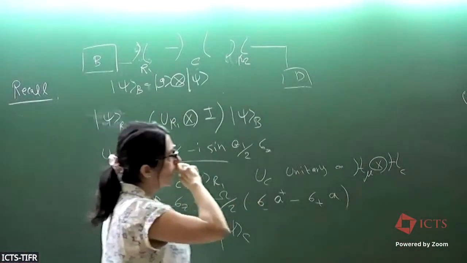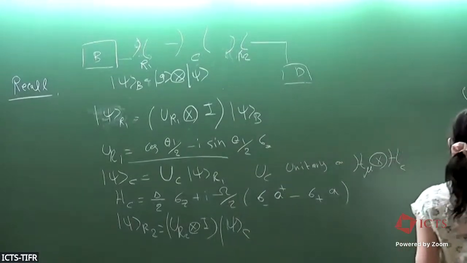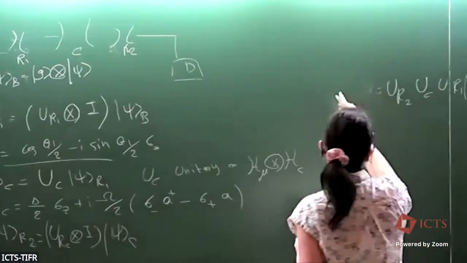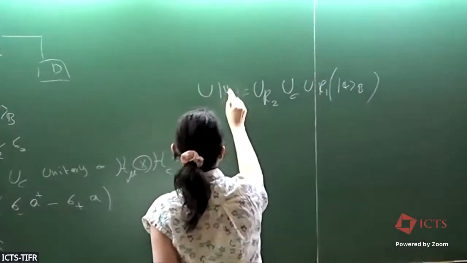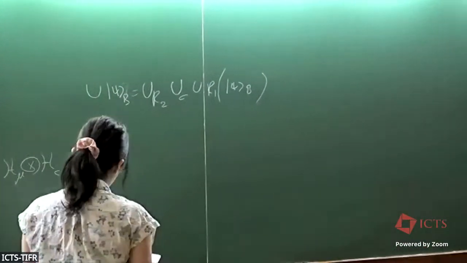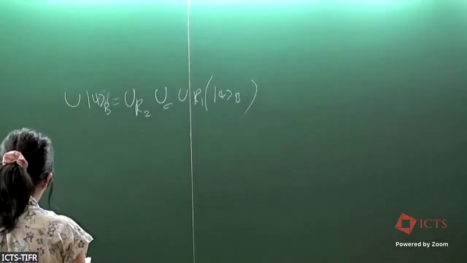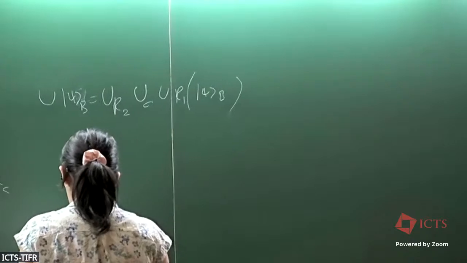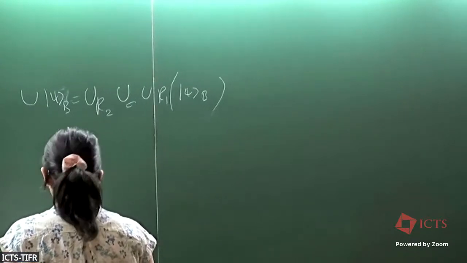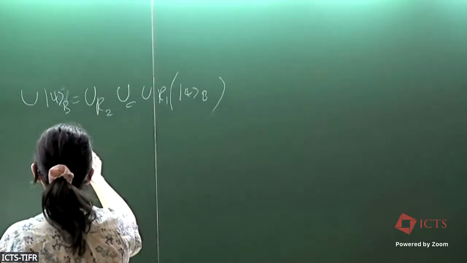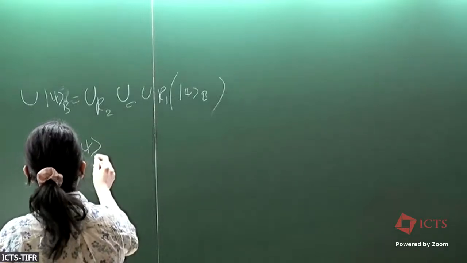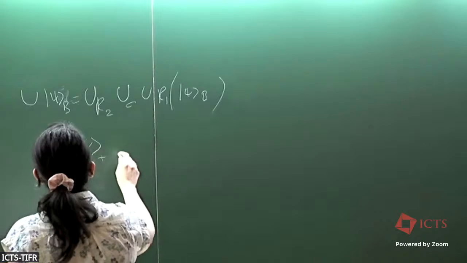Okay. And from this, once you know what the evolution is, then you can get your state. So you have the whole state. For example, I will call it psi plus after all of this.